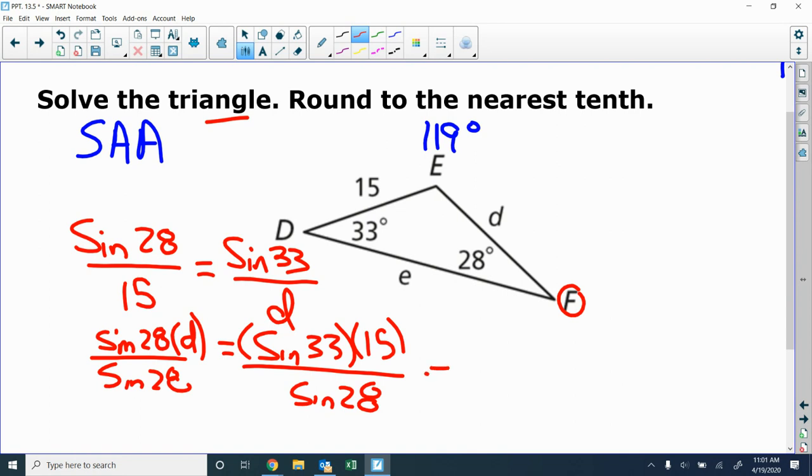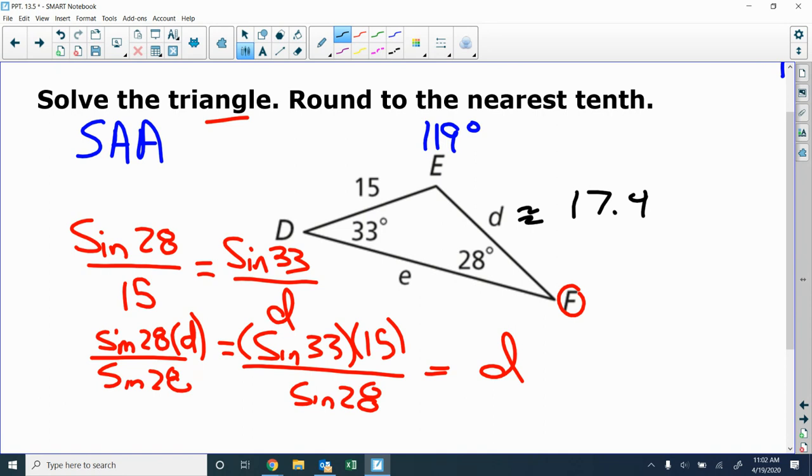So in fact, your side D is going to be equal to, grab your calculators, clear what you got, make sure it's in degree mode: sine of 33, close that bracket, times 15. I suggest hitting enter. I'm getting 8.16 and some change. Divide that by the sine of 28, and you should get 17.4. And we'll make an approximation here, this is our side D at 17.4.